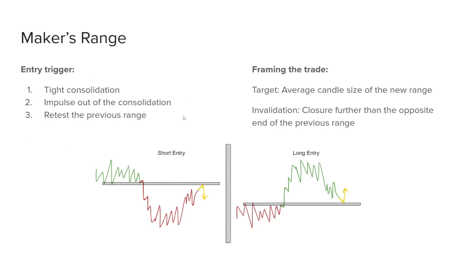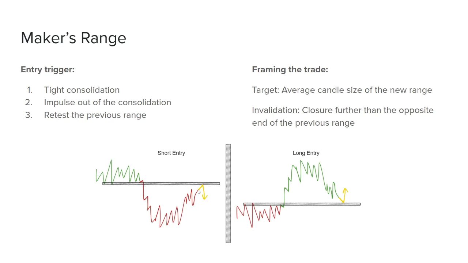Moving on to the next setup. This is the maker's range. Once again, entry trigger and frame for each of these setups. We'll start with the entry trigger for the maker's range. Essentially, we're looking for a tight consolidation, which you can see here. From there, we're looking for an aggressive move or an impulse out of the consolidation.